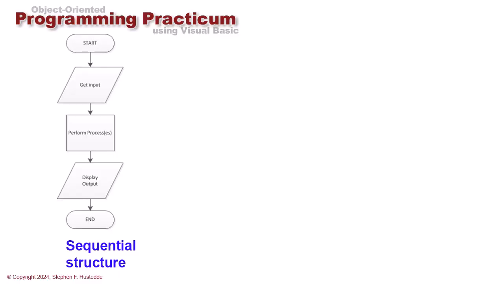Thus far, coding of the event handlers has really been of a sequential nature. The computer executes each statement line by line, and we followed this route of getting input, performing some process, and displaying output. And there may be multiple steps in each one of those. We might be getting several pieces of input, performing several steps, and displaying multiple pieces of output. But we follow this process in a sequential nature.